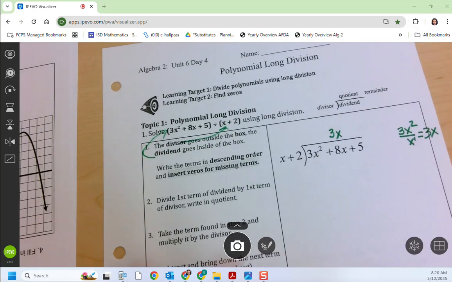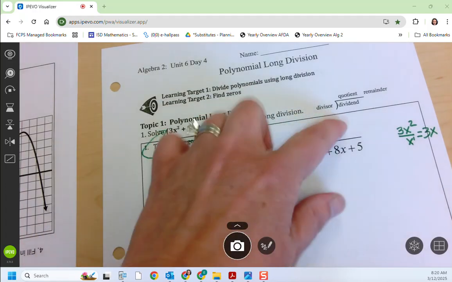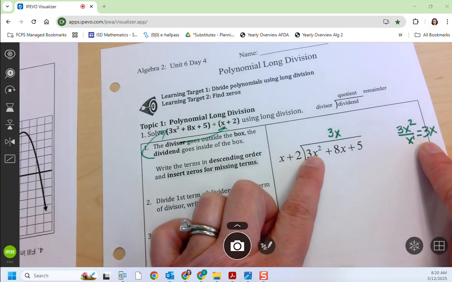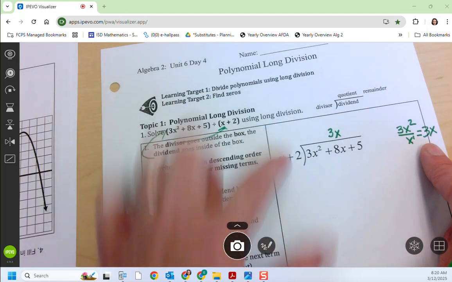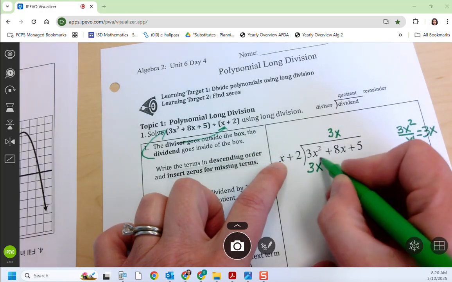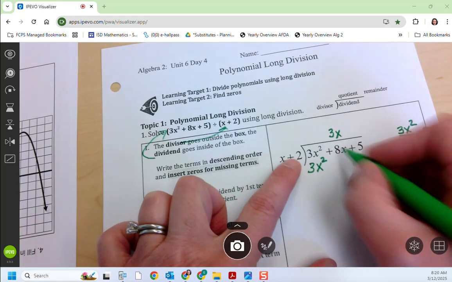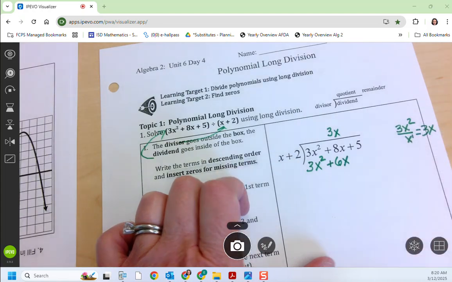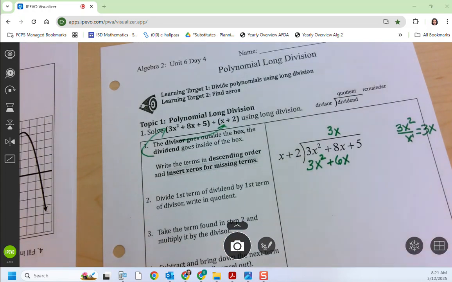And then I have to multiply the 3x times both of these. So when I divide, I focus on the first term. That's just the one that matters. And then when I multiply, I multiply both. So 3x times x is 3x squared, and 3x times 2 is 6x. I'm going to pause there for a second. So I did the first two steps. I divided, and then I multiplied. Make sure you're with me here.